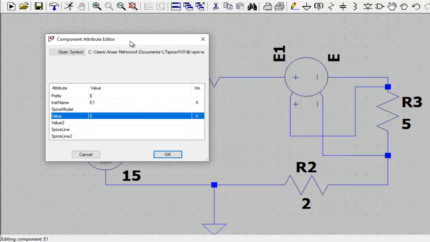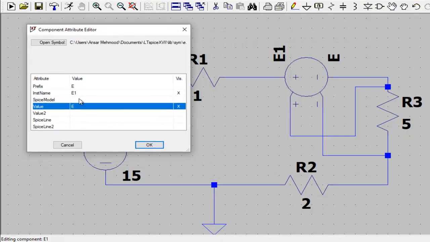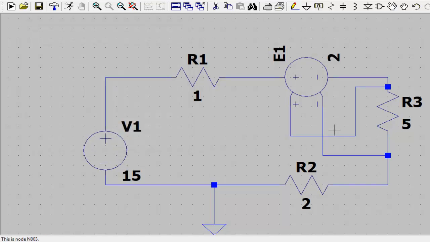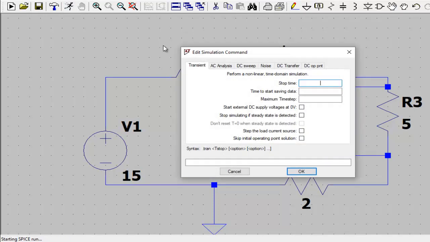Okay, in this case what we have to do, we have to write the coefficient here. For example, in our case we have the coefficient 2Vx, so we simply write 2 here, and this 2 is dependent on the voltage across R2. So our circuit is complete. Let's run the circuit. Choose 1.